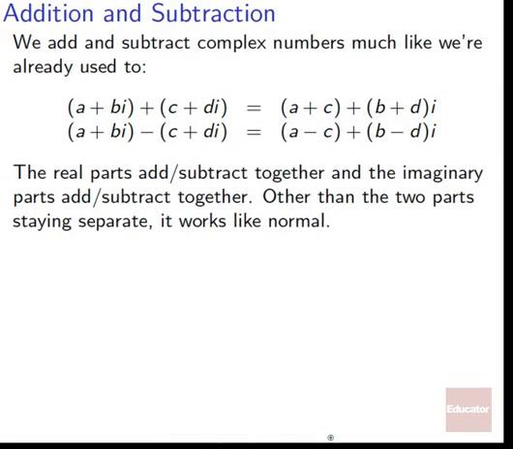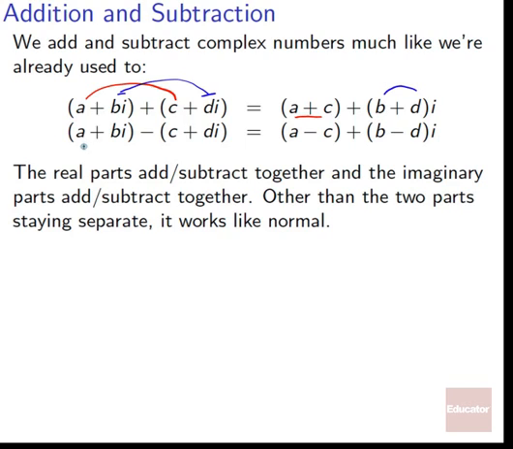Addition and subtraction first. We add and subtract complex numbers pretty much like we're used to. a plus bi plus c plus di just means we're going to combine our real parts, will become a plus c, and our imaginary parts, bi and di, will come together and we'll get b plus d all times i, right? bi plus di becomes b plus d times i.